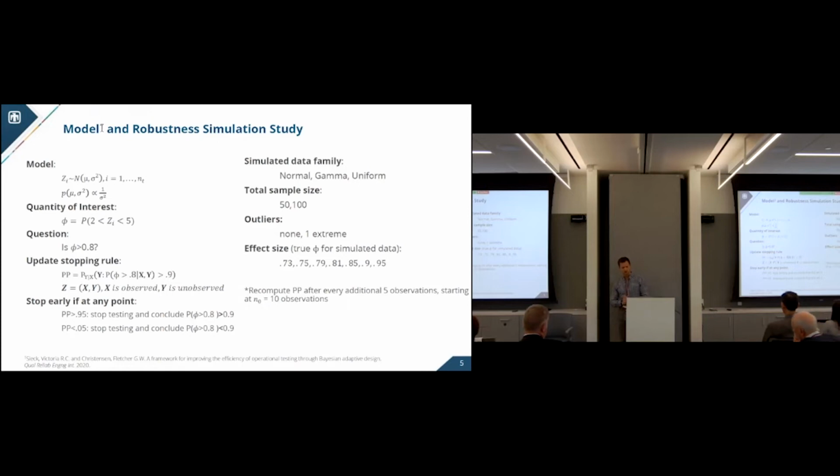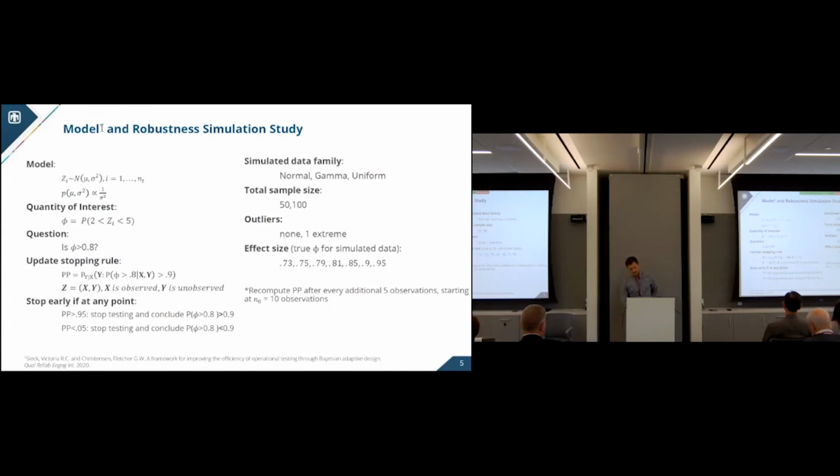To do the actual robustness study on the right side of this slide, I'll just give some of the things I looked at: different distributions, sample sizes, maximum sample sizes, whether outliers were there, and also the true reliability probability. So I'm checking whether it is greater than 80%. What I'm calling the effect size is the actual reliability number that I'm simulating data from.